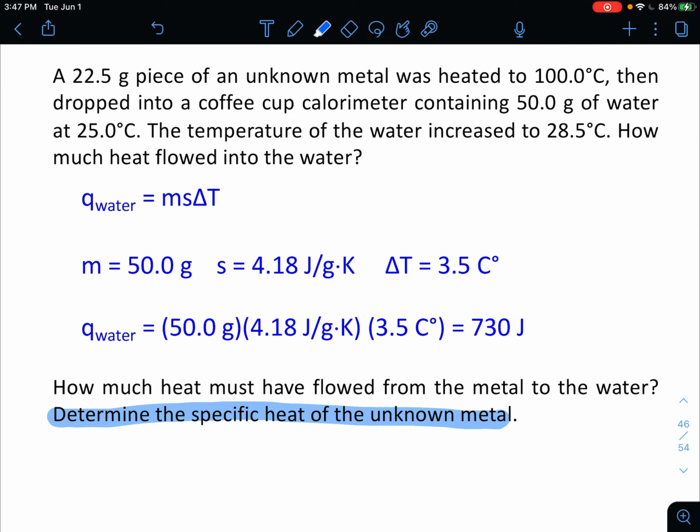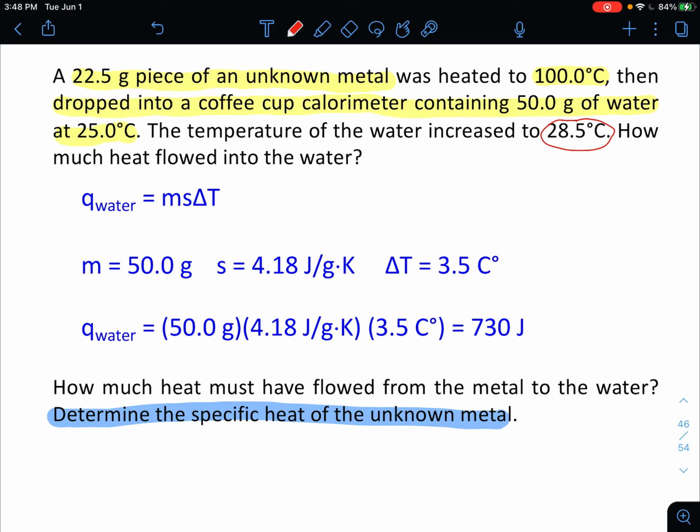Okay, so in this one, I worked out the first half of the problem, and then we'll solve the second half after we've done that. So let's dissect our information here. A 22.5 gram piece of an unknown metal heated to 100 degrees Celsius, so that's its mass and initial temperature, then dropped into a coffee cup calorimeter containing 50 grams of water at 25 degrees Celsius. So we know its mass and its initial temperature, and then it tells me the new temperature of the water.